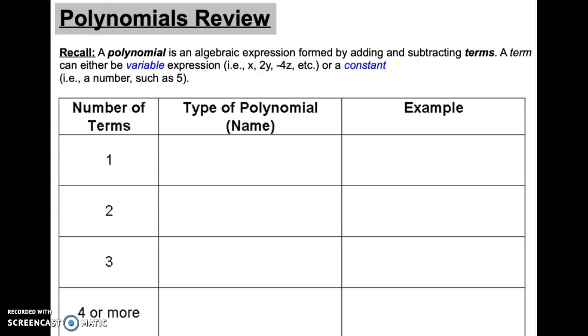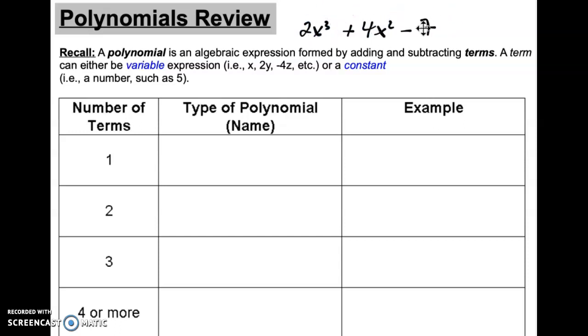Today we will be reviewing polynomials. So recall, a polynomial is an algebraic expression formed by adding and subtracting terms. And terms can either be variable expressions or a constant expression. So an example of a polynomial would be something like 2x cubed plus 4x squared minus 7.